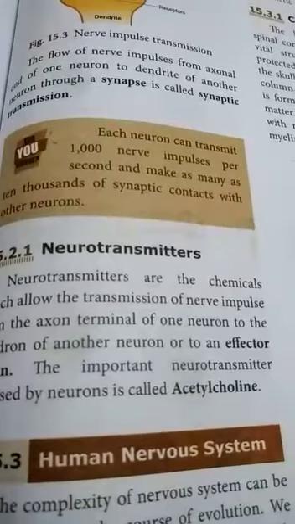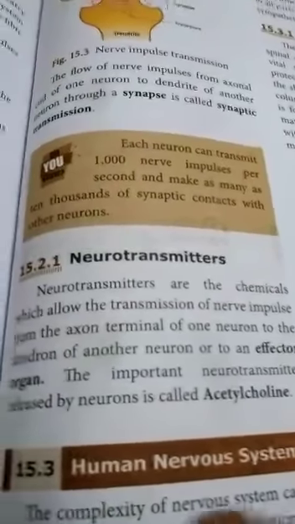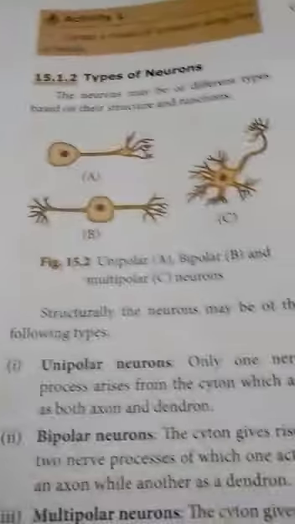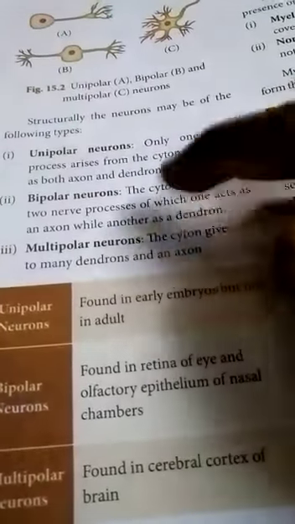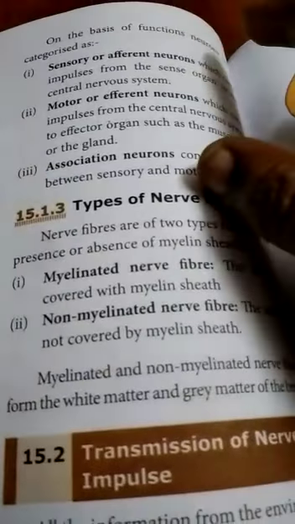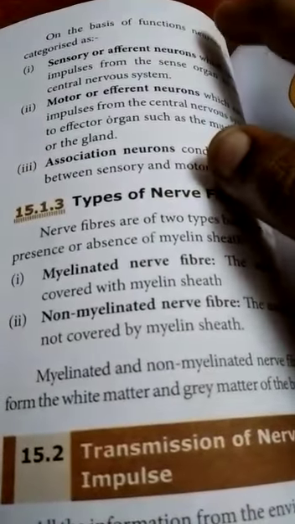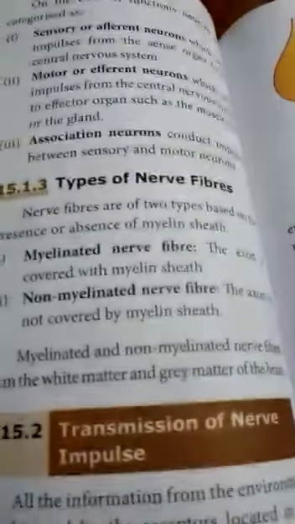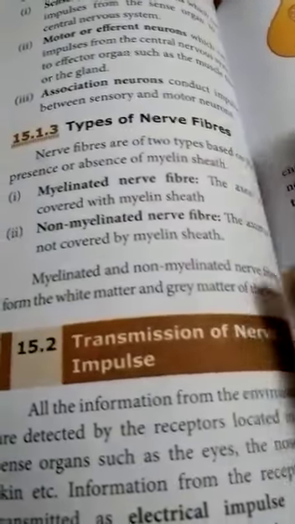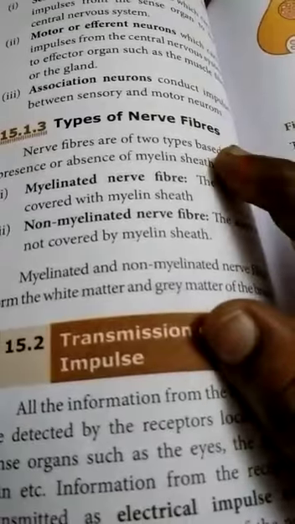Next, the human nervous system we will study later. Today's homework: types of neuron. This is one of the homework, and you have to write it, including the location, within your notes. Then next is types of neuron based on function. This is structure, this is based on function. This is also homework. Then types of nerve fiber, it is a 2 mark question.